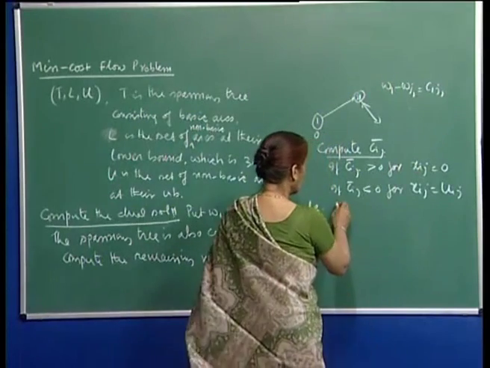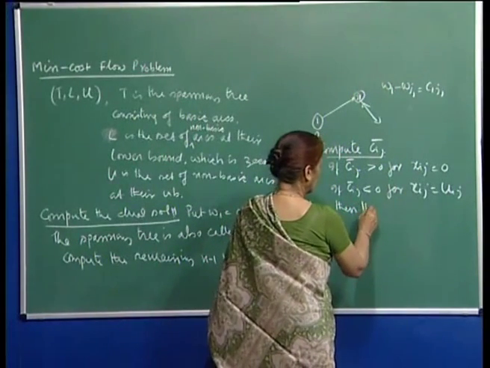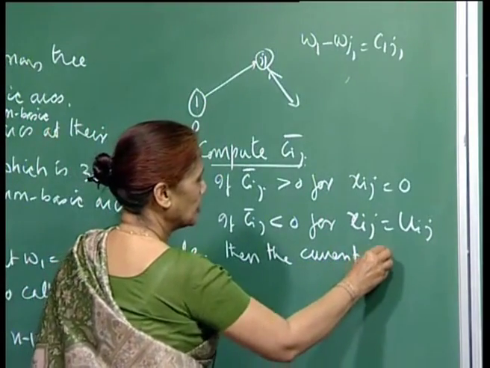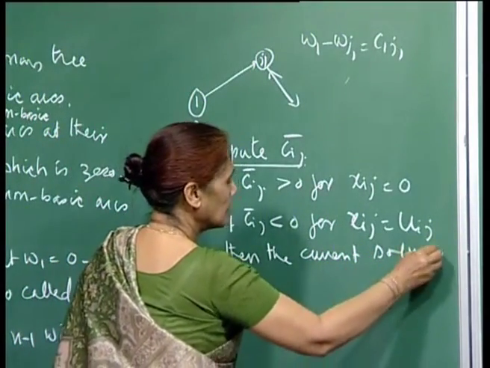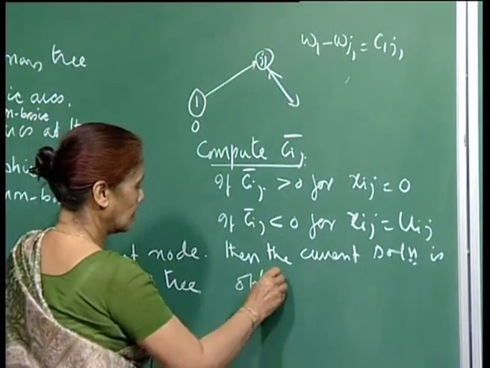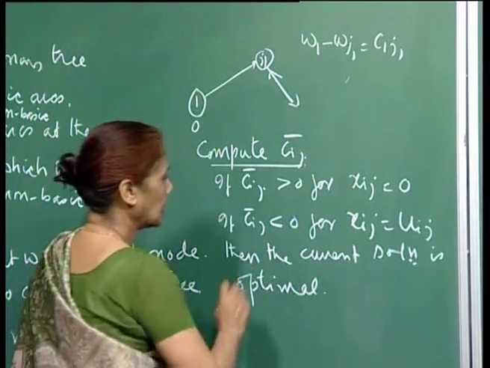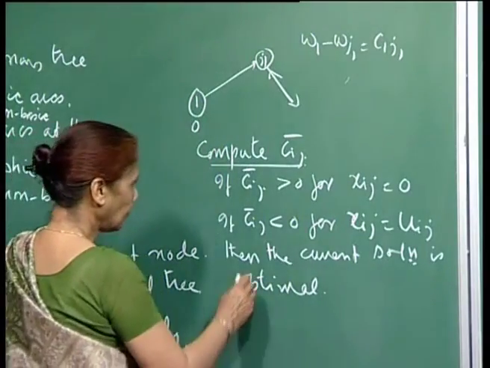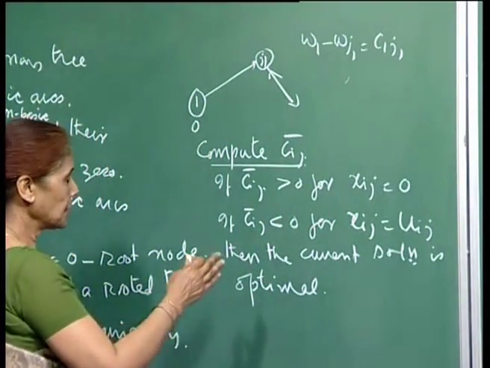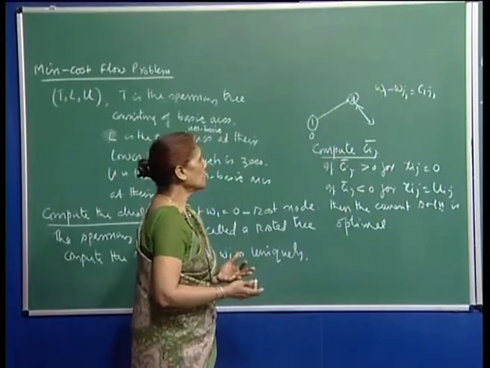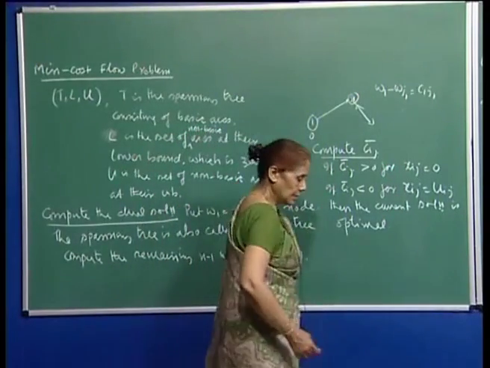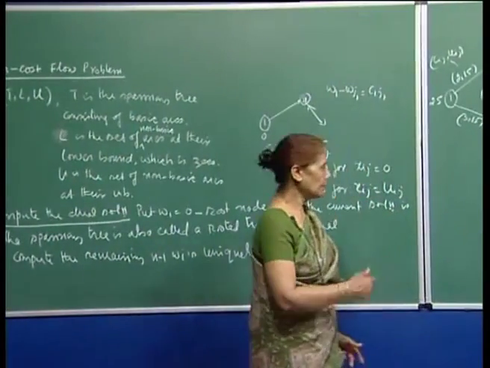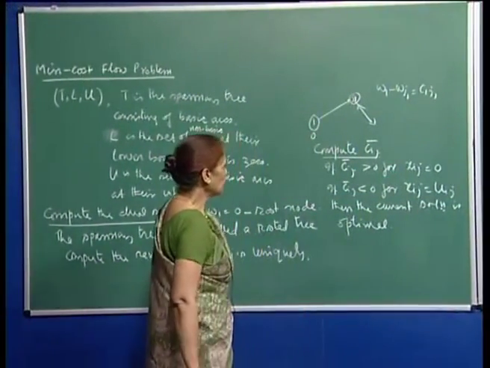If this holds, then the current solution is optimal. Okay. So therefore, once we have obtained a basic feasible solution, we will always check for optimality. If we find some arcs violating the optimality condition, then we will consider them for entering into the basis.